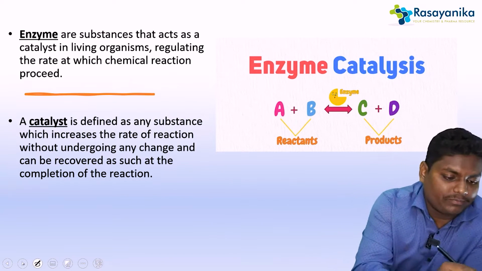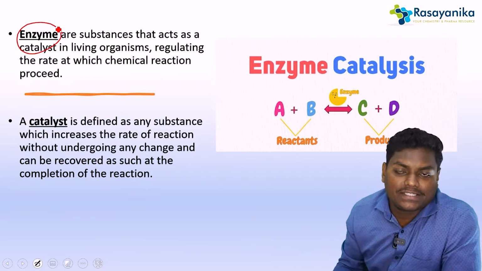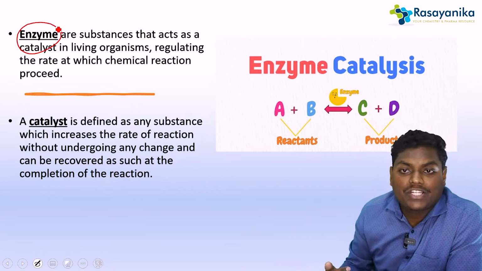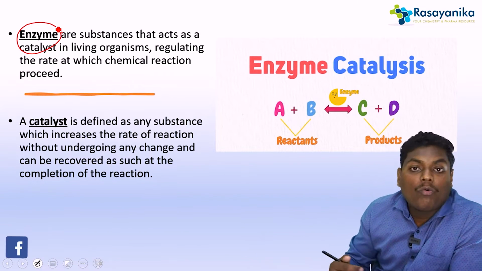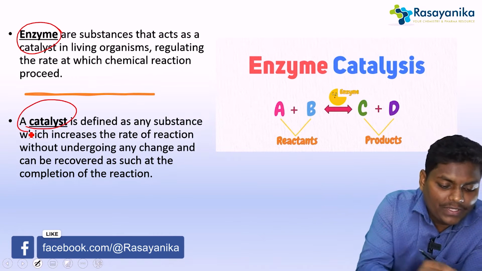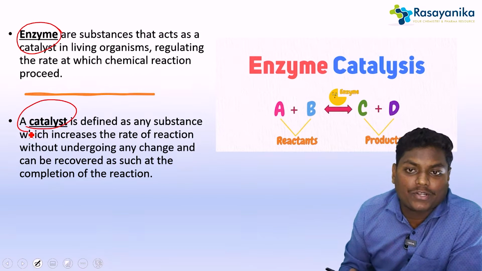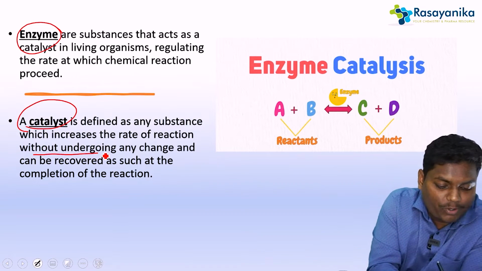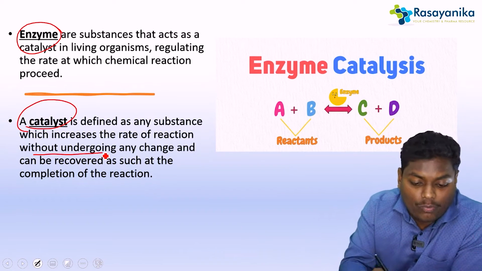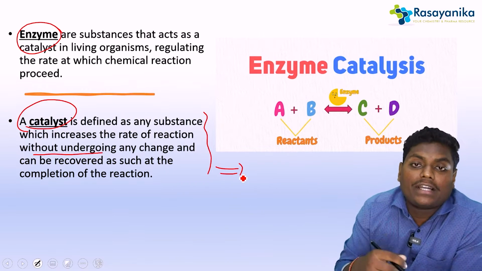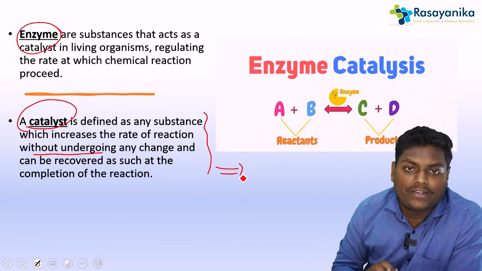Now, what is an enzyme? An enzyme is a substance that acts as a catalyst in a biological system. They change the rate of reaction in a biological system. They either increase or decrease the rate of reaction. Now, what is a catalyst? A catalyst is defined as any substance which increases the rate of reaction without being consumed in the reaction. It is important that it is not consumed and it is recovered. It can be recovered once the reaction is complete. So a catalyst is a substance which increases the rate of reaction without being consumed in a reaction.